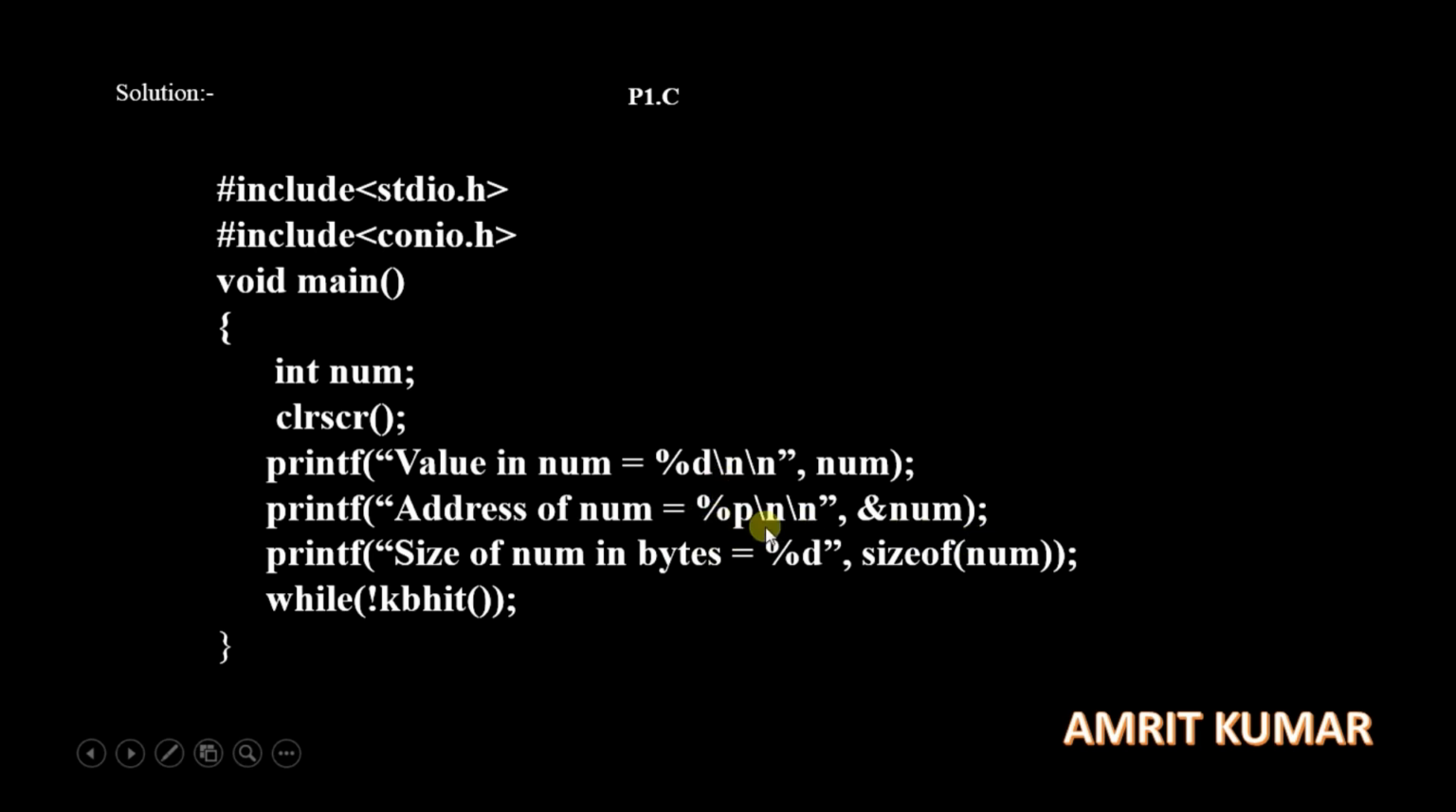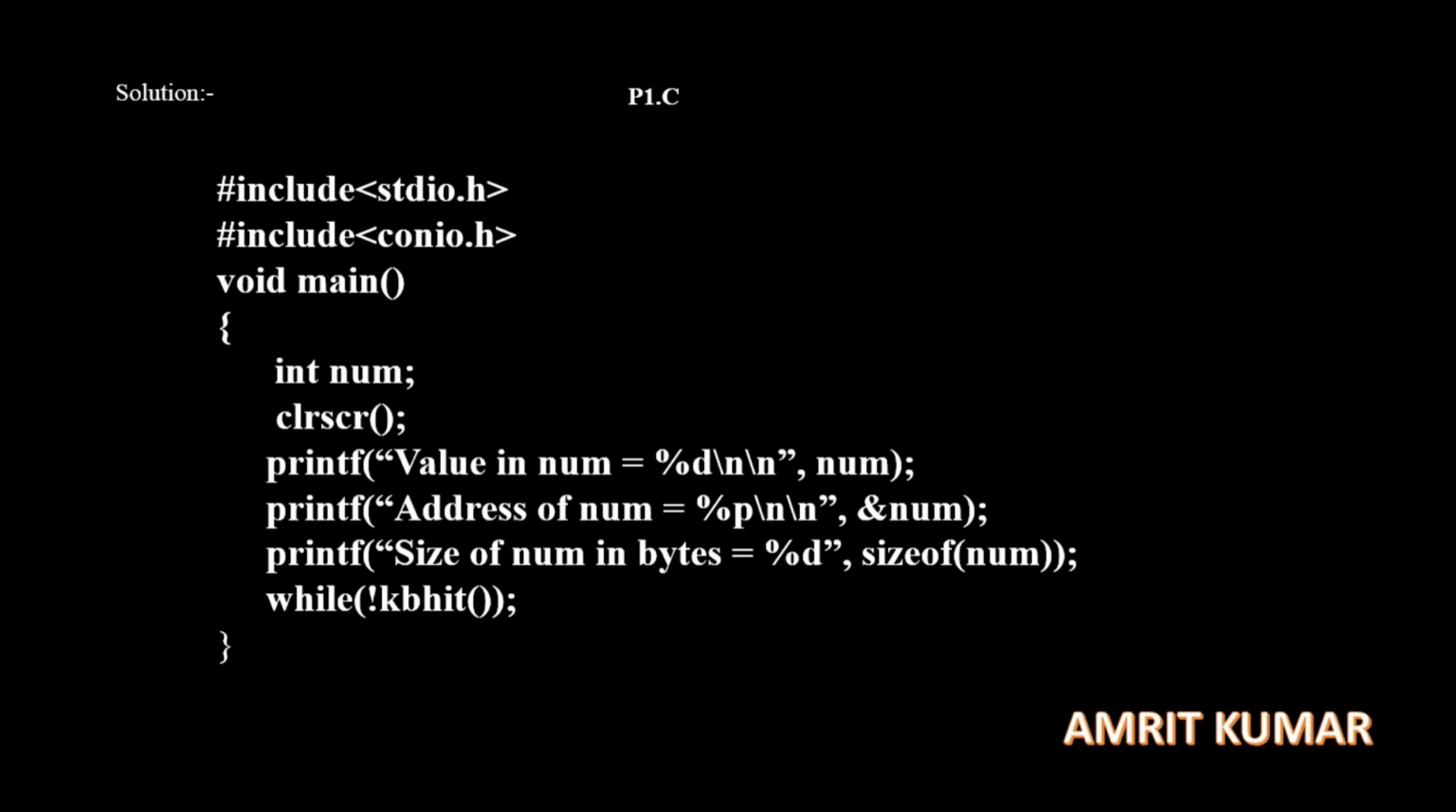So the address of the variable num is generated by the system. Therefore, it will be provided by the system, and the value which we pass in num will be replaced with this. Finally, we have written a while loop with the not kbhit function, so it will execute until the user presses any key. Finally we have terminated this. So this is our program p1.c.